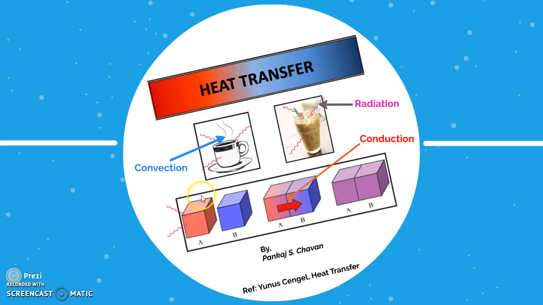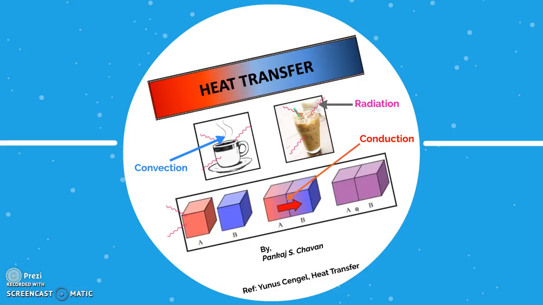Here we can see the third example in which we have two metal blocks. Block A has a higher temperature as compared to block B, and when these two blocks come in contact, there will be a transfer of energy from block A to block B, which is nothing but the transfer of energy from the higher temperature region to the lower temperature region, and after some time both these blocks will come to the same temperature level, and we call this situation the condition of thermal equilibrium.